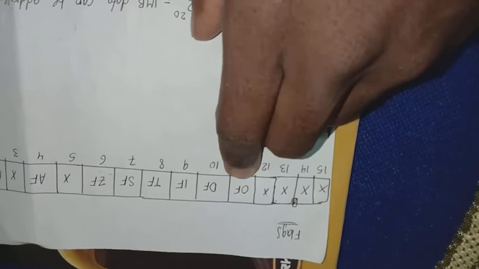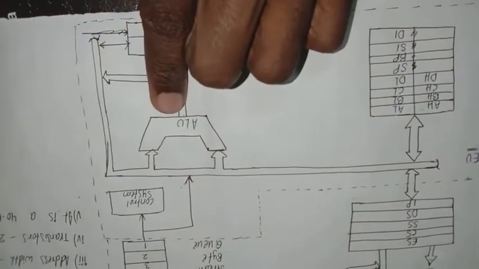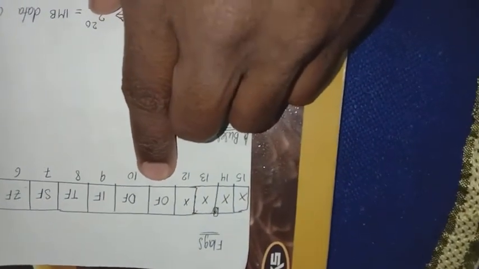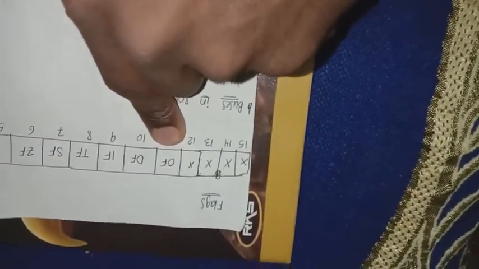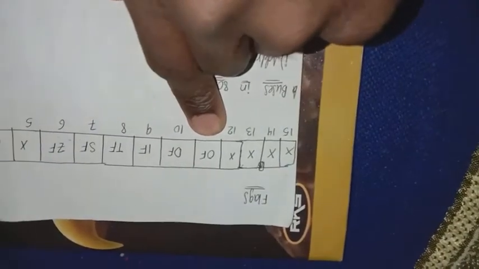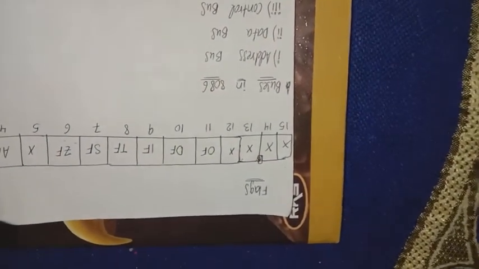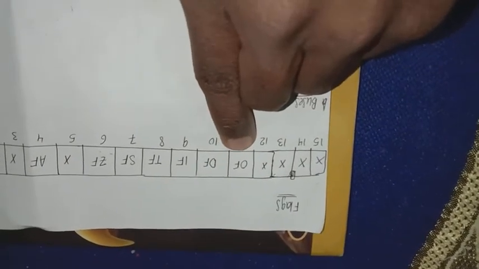And this OF is the overflow flag. This indicates when the result given by the ALU is more than 16 bits, then this OF is set. And as I said before, flags give the status of the outputs of the ALU. So when the output of the ALU is more than 16 bits or overflowing, then this overflow flag is set. Set means it is 1.